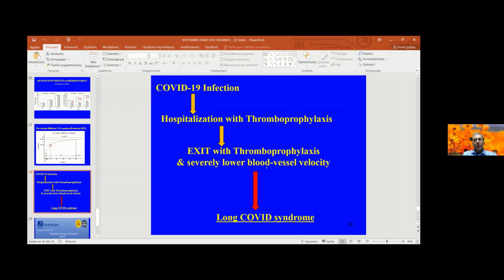So these were the two main results of our study. One was the increased microthrombosis, and the other one was the substantially reduced velocity inside the microvessels.